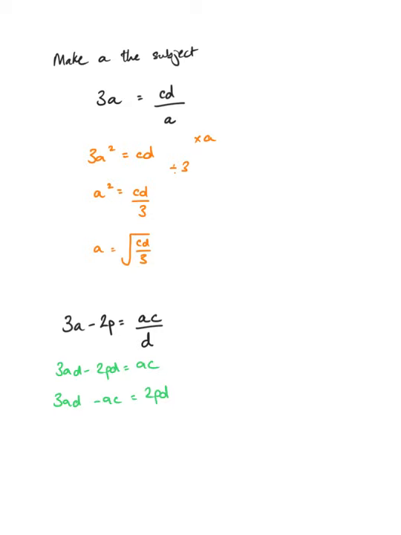As I did a minute ago, we're going to factorise to get a on its own. So I've got a written twice. So that's 3d minus c in the bracket is equal to 2pd. And to get a on its own, we're just going to divide by the bracket. Now this bit about getting things into a bracket by factorising and then doing a division is really important if you're thinking about things like AS or A-level maths. So it's a good one to get under your belt now.